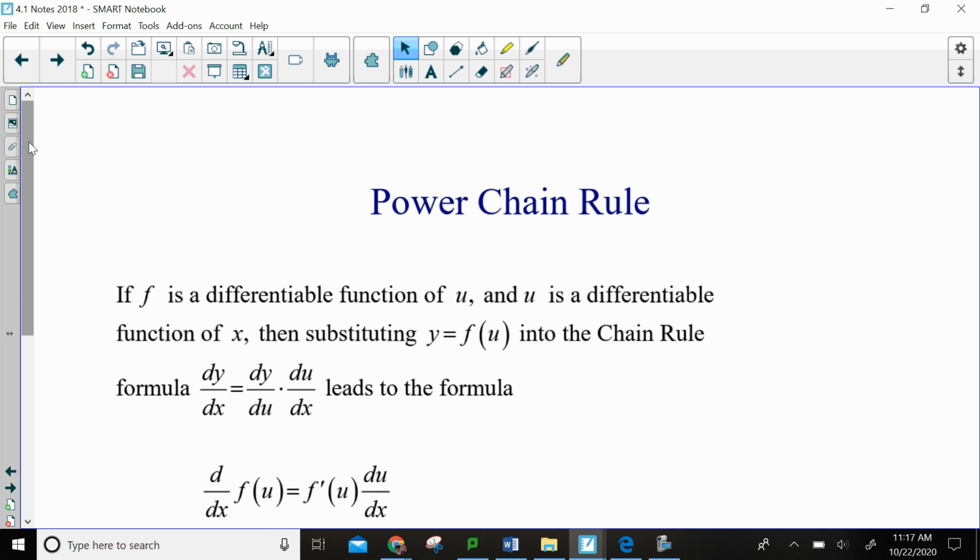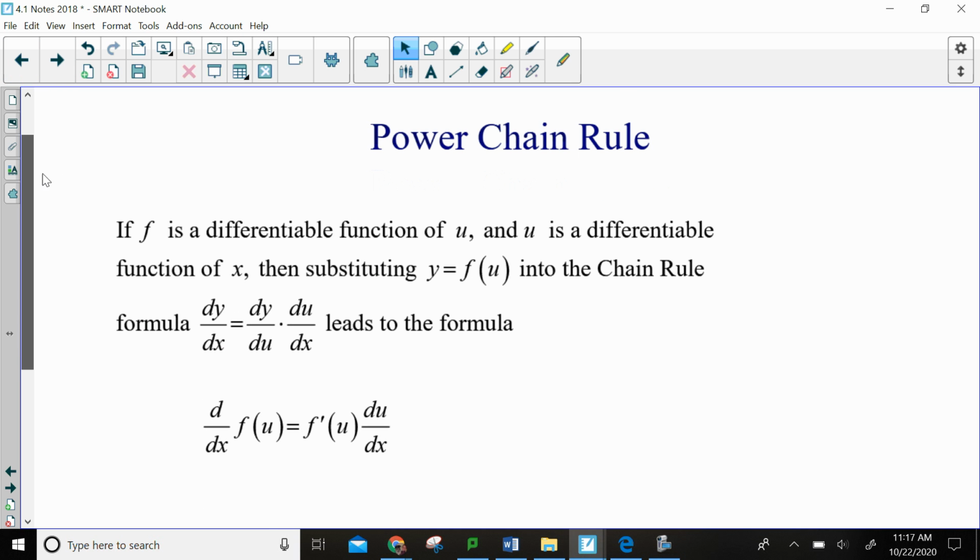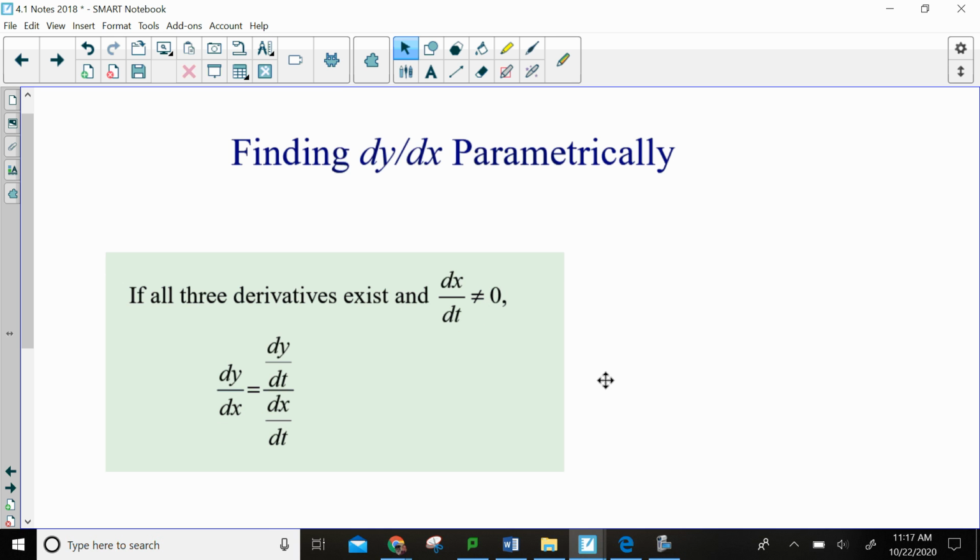We will do one on the very last page, or I'm sorry, on my examples page. So if you want to look at an example of this, you can.